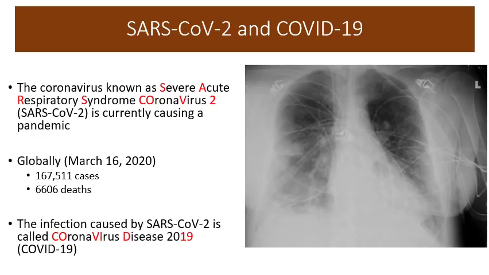So SARS-CoV-2 and COVID-19 are the two acronyms that we use for this disease. The first one is for the virus. So the coronavirus is known as severe acute respiratory syndrome coronavirus 2. That's quite a mouthful. So it's been abbreviated to SARS-CoV-2, and this is currently causing a pandemic.